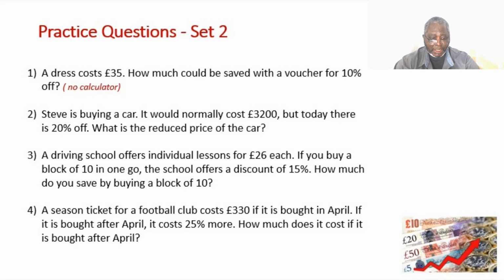Question 3 is slightly more complicated. A driving school offers individual lessons for £26 each. If you buy a block of 10 in one go, the school offers a discount of 15%. How much do you save by buying a block of 10?